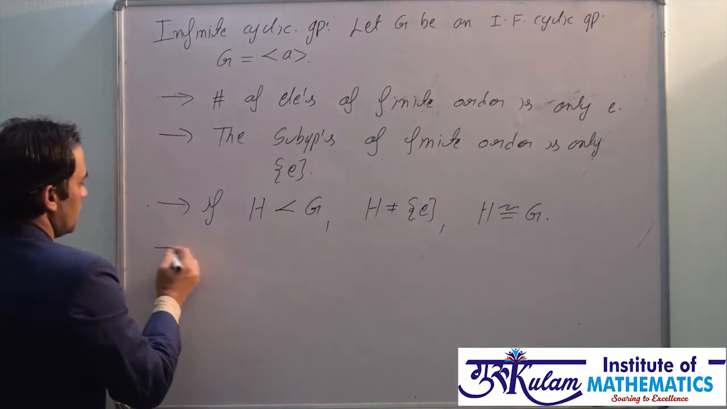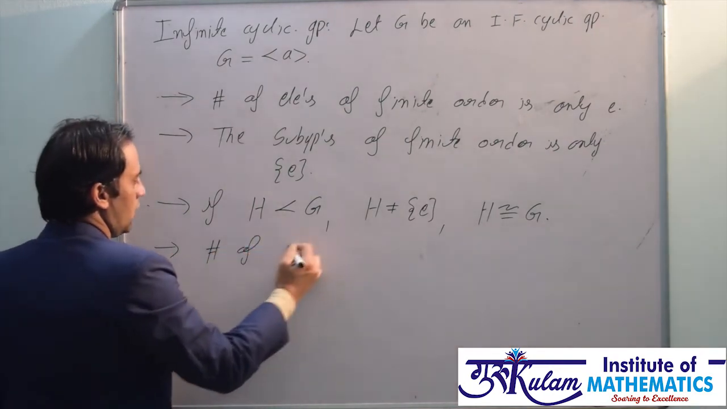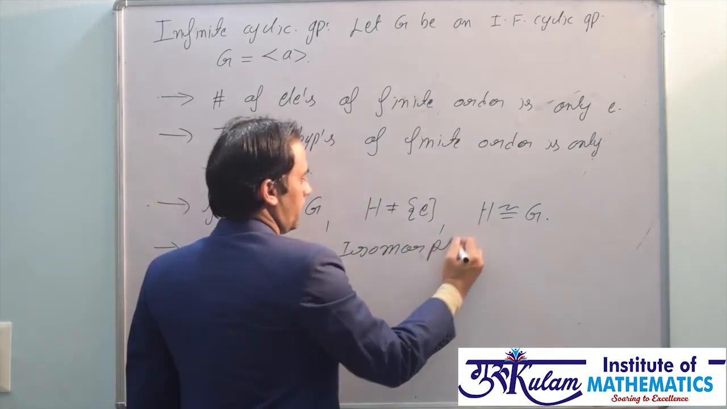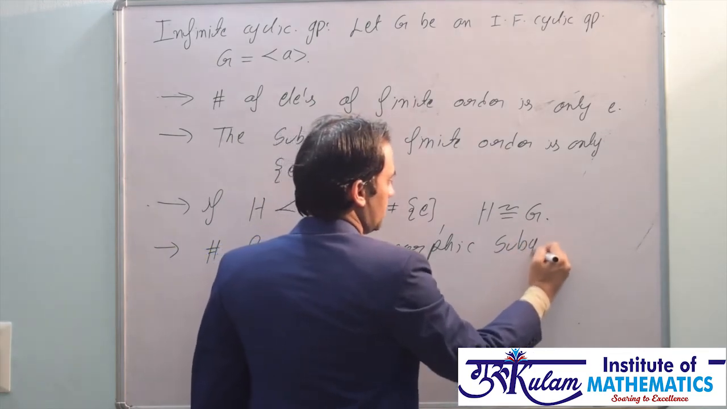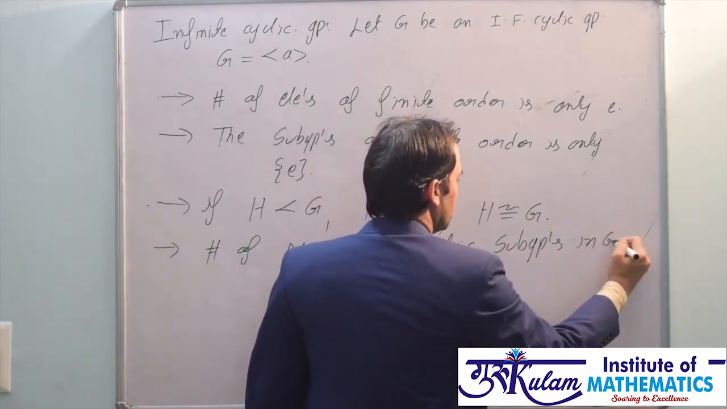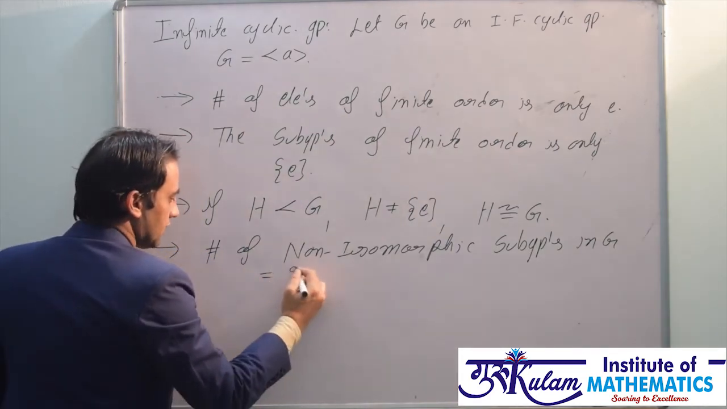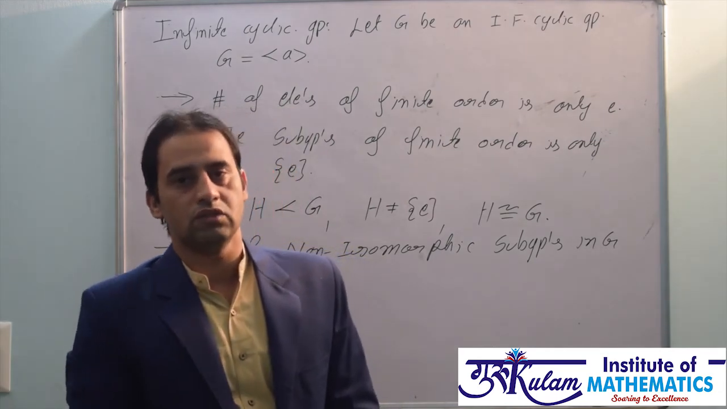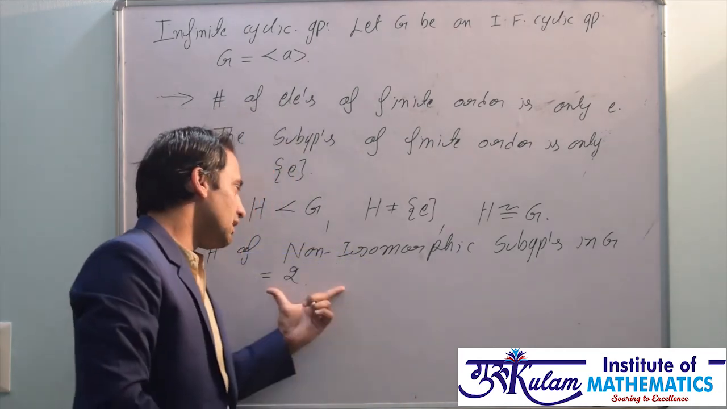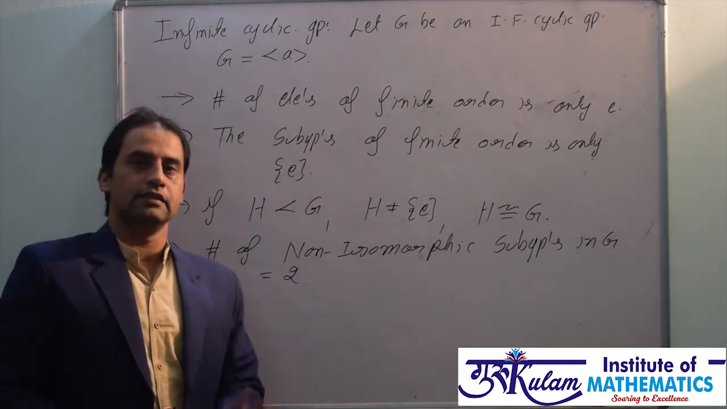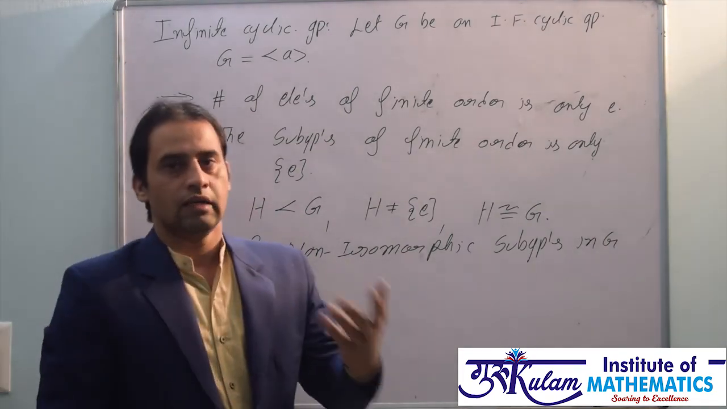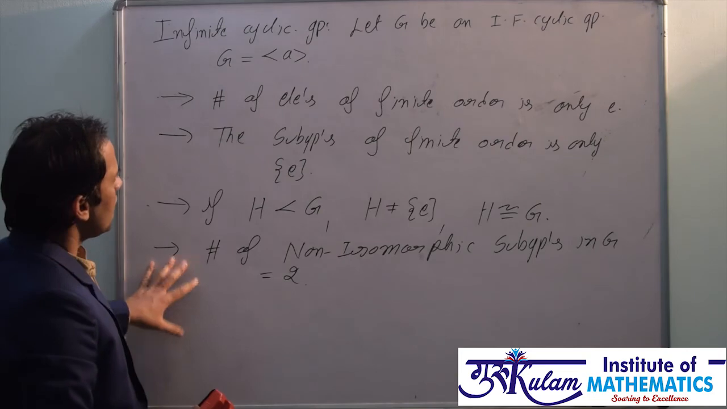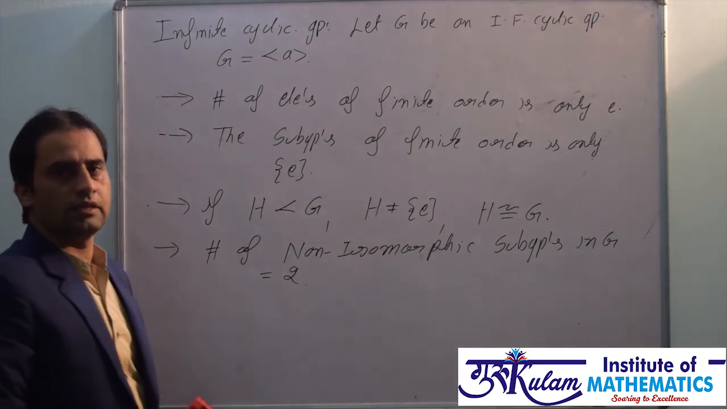Or we can write that the number of non-isomorphic subgroups in G is exactly 2. One is the trivial one, and all others are isomorphic to G itself. So there are exactly 2 non-isomorphic subgroups in G, that is, which are not isomorphic to each other. So this is another important property. So these are the main properties for infinite cyclic group.